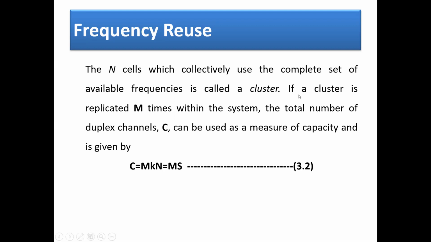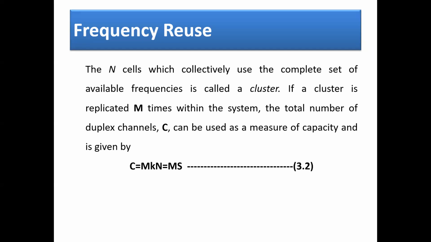Now look, if a cluster is replicated or repeated m times within the system, the total number of duplex channels C can be used as a measure of the capacity, and is given by C equal to MKN, which equals MS. Of course, S represents the number of channels within a single bandwidth, and M represents the number of times by which we have replicated the clusters.